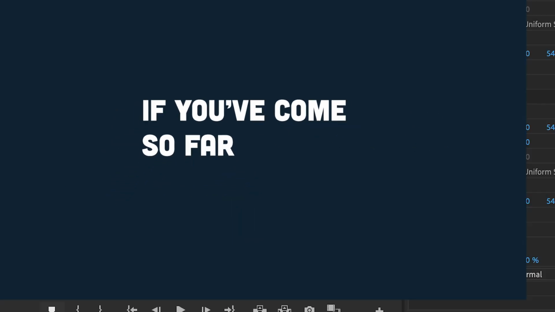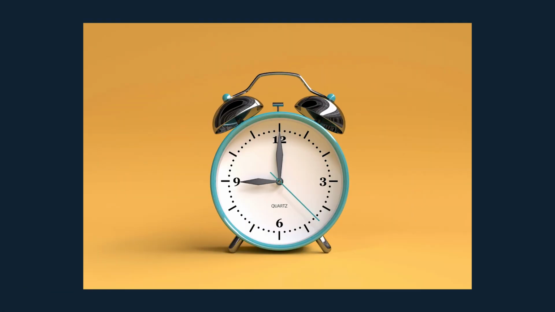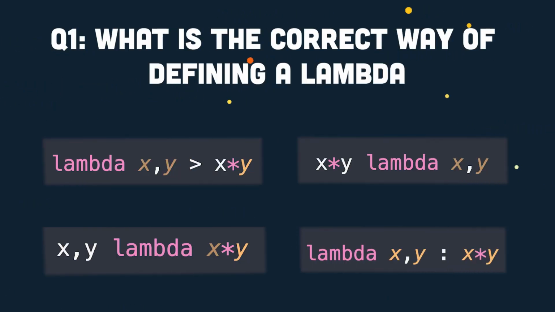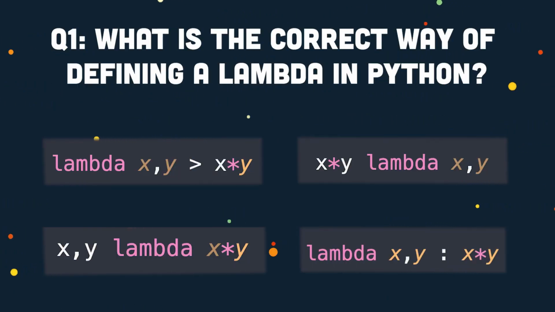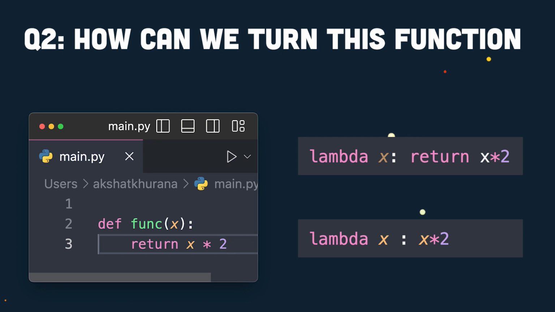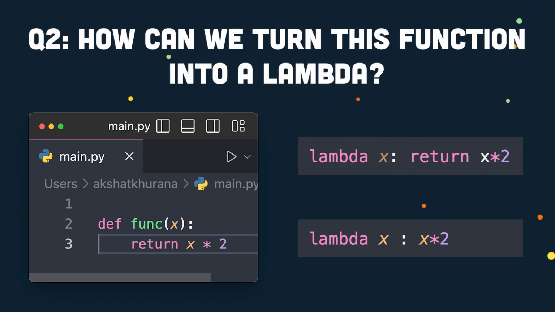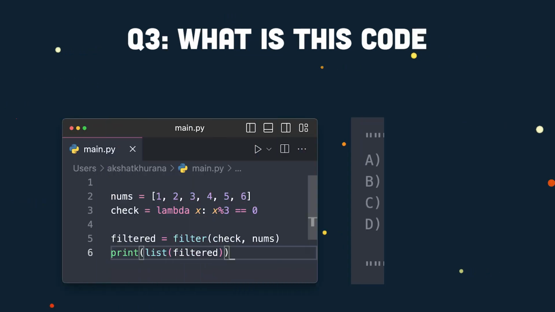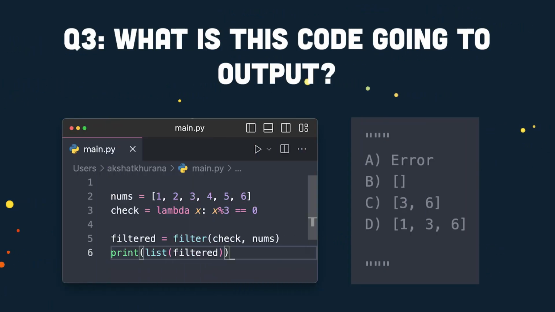If you've come so far into the video, it's time for a quiz. Question 1. What is the correct way of defining a lambda in Python? Question 2. How can we turn this function into a lambda? Question 3. What is this code going to output?